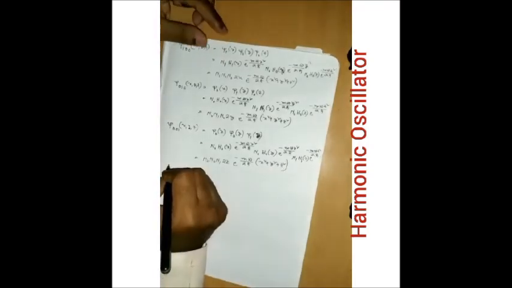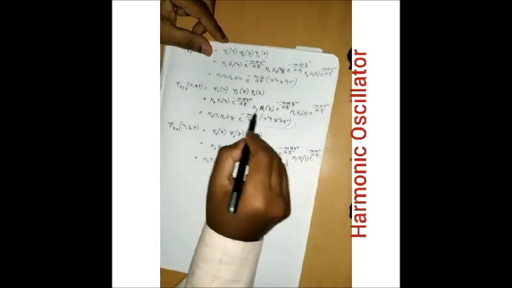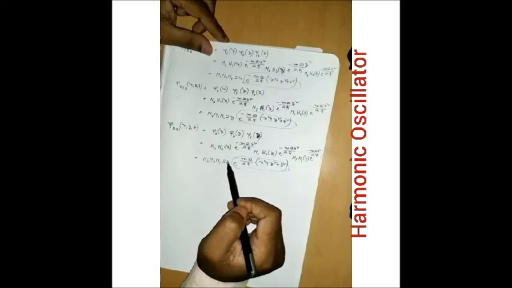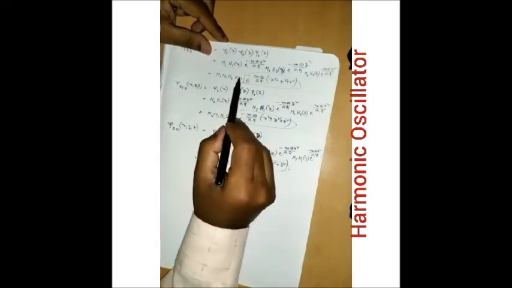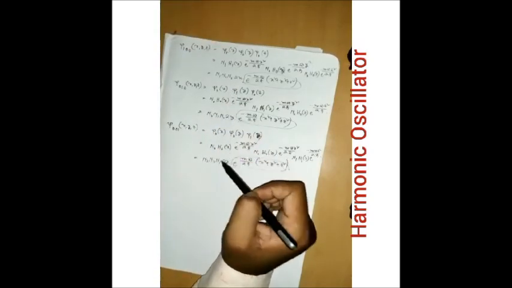Now you see, these e raised to the power factors are the same. The difference is whether z, y or x is present. These are all different, so the wave functions are different.